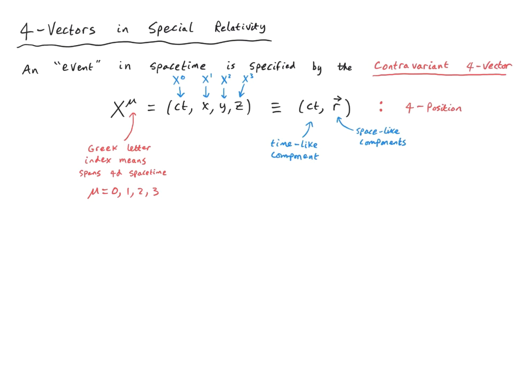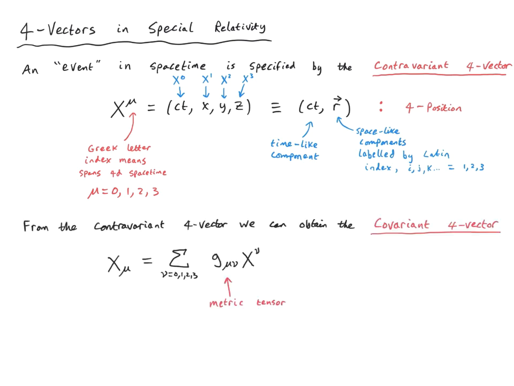By convention, if we have an index which is a Greek letter, such as mu, as I've given here, this runs over the 4 components of the 4 vector. If, however, I use a Latin index, like i or j, then by convention this only refers to the space-like components, x, y, z in this case. From the contravariant 4 vector, we can obtain the corresponding covariant 4 vector by acting on it with the metric tensor of the space. The covariant 4 vector follows from this equation.